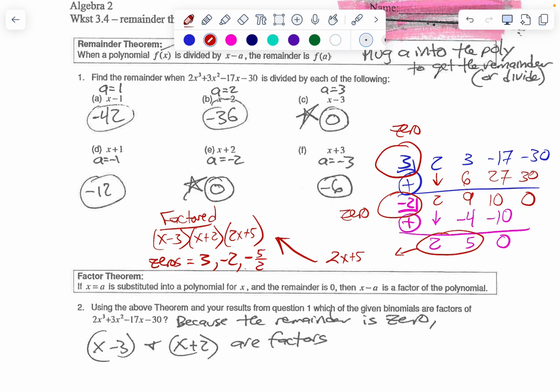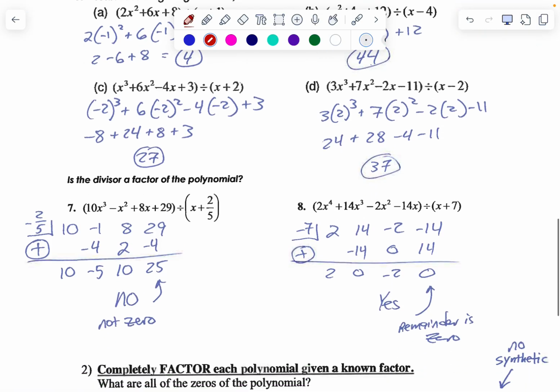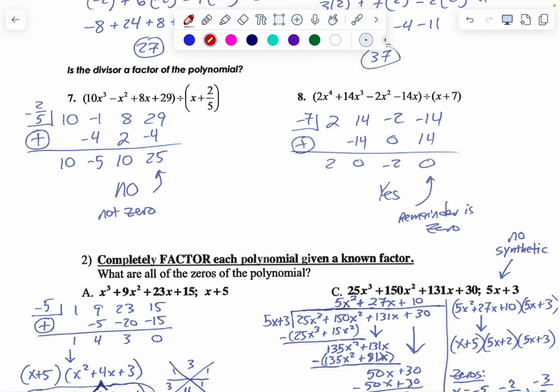All right. On the back page, here's the check. A, you should have got 4. This is on number 1. C was 27. 7, it was not a 0 because we ended up with the remainder of 25. Interestingly on this, even though we're dividing by a fraction, all of the numbers were whole numbers because they were all multiples of 5. Number 8, yes, it was a factor because we had a 0 remainder. Okay.